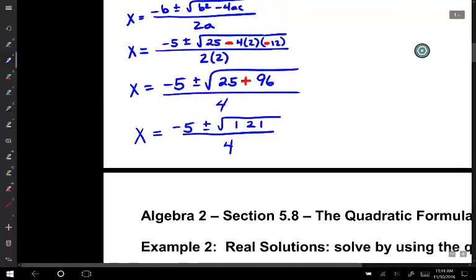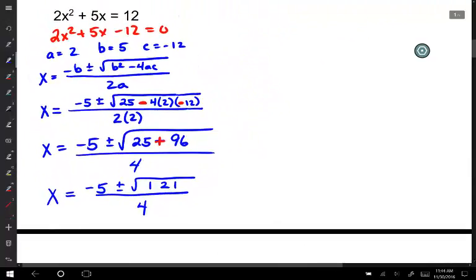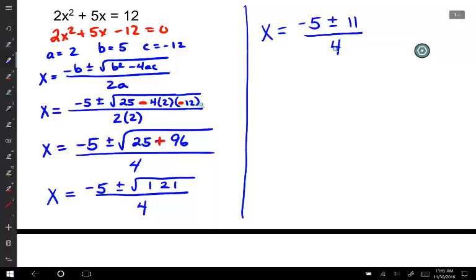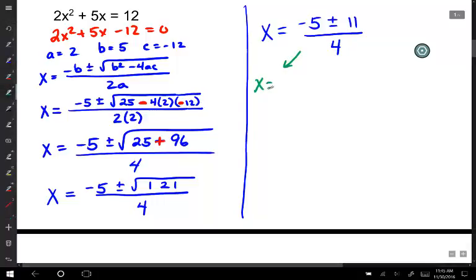So I'm going to draw a little line down here. You can go up to the next line. X equals -5 plus or minus. It's nice because the square root of 121 is 11, all over 4. Now we break it up into our two parts. Part 1, -5 plus 11 over 4. Part 2, -5 minus 11 over 4.